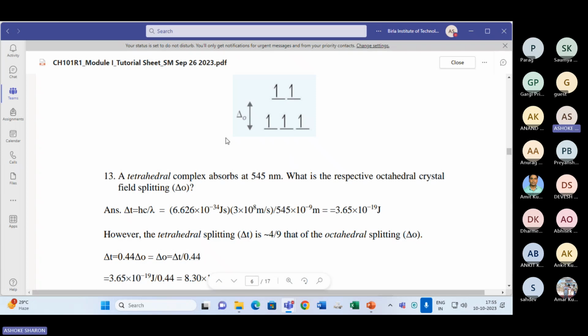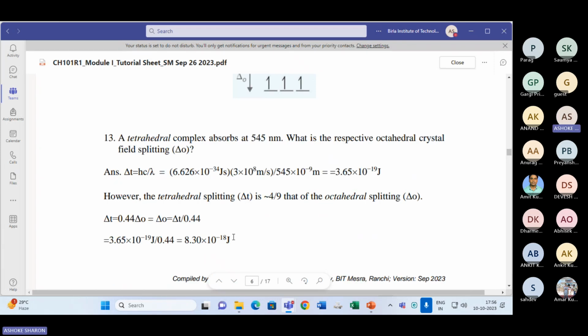Some examples of electronic transition: the determination of lambda or the tetrahedral splitting, delta E, whatever I have written there. Delta T, the tetrahedral splitting, is hc by lambda. Just put in the values of Planck's constant, velocity of light, and lambda, which is given here as 545 nanometer. You just put that in SI units, and taking all these in SI units, you get the value of the tetrahedral splitting like this.